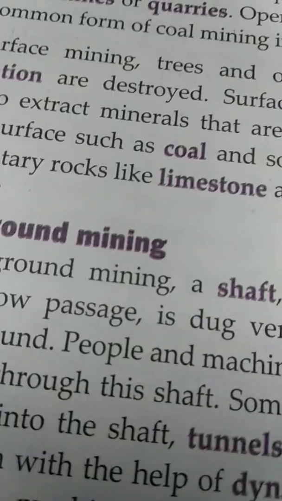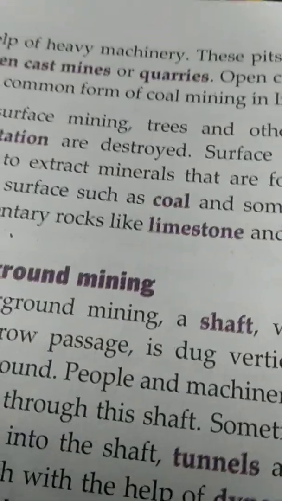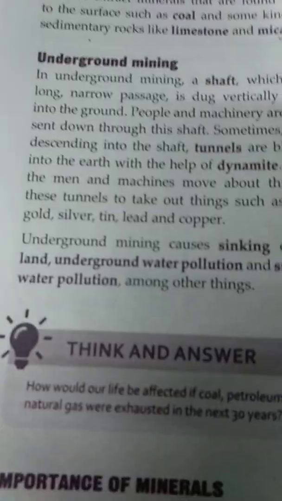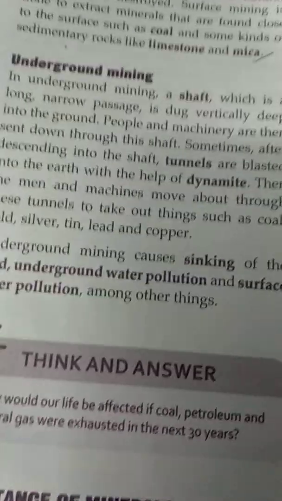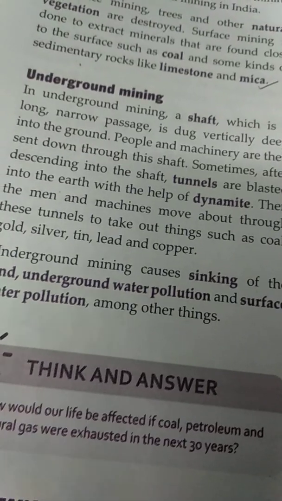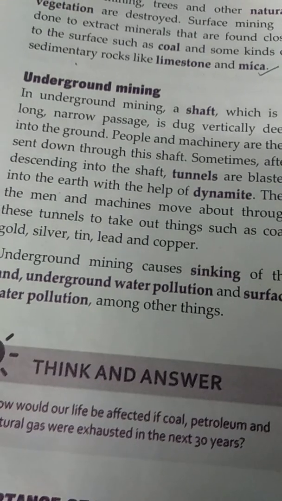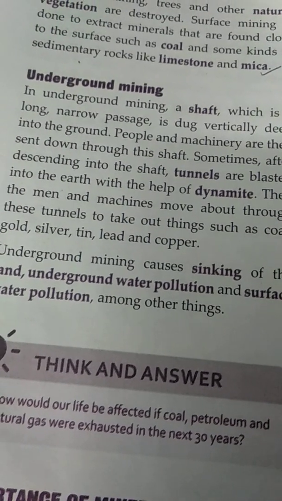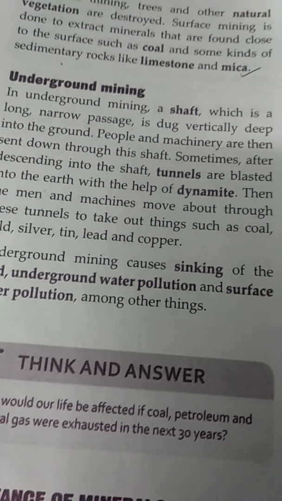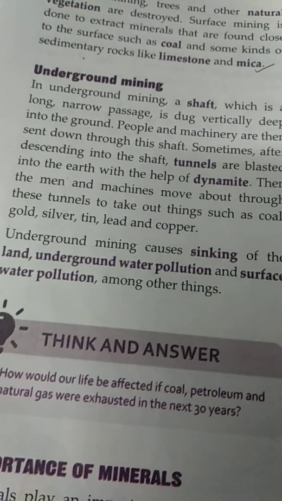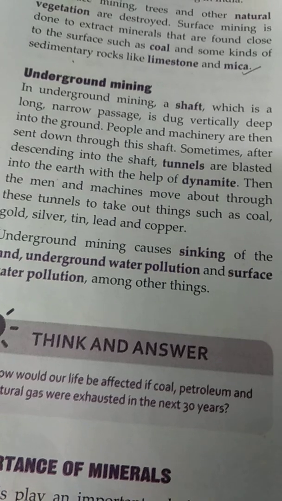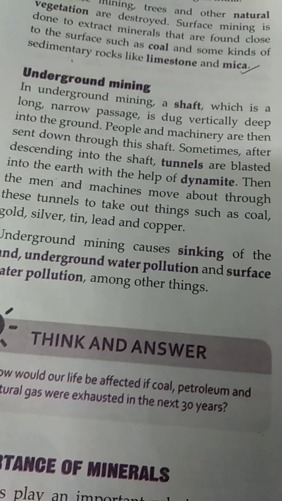The next form of mining is underground mining. In underground mining, a shaft, which is a long narrow path, is dug vertically. Vertically means straight deep into the ground, so that people or machineries can be sent down through that passage or shaft. Sometimes after descending the shaft, tunnels are blasted into the earth with the help of dynamite.